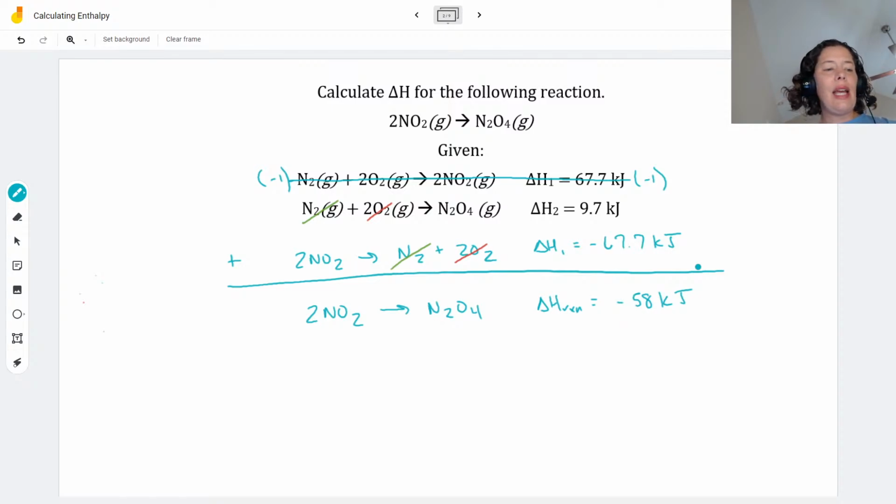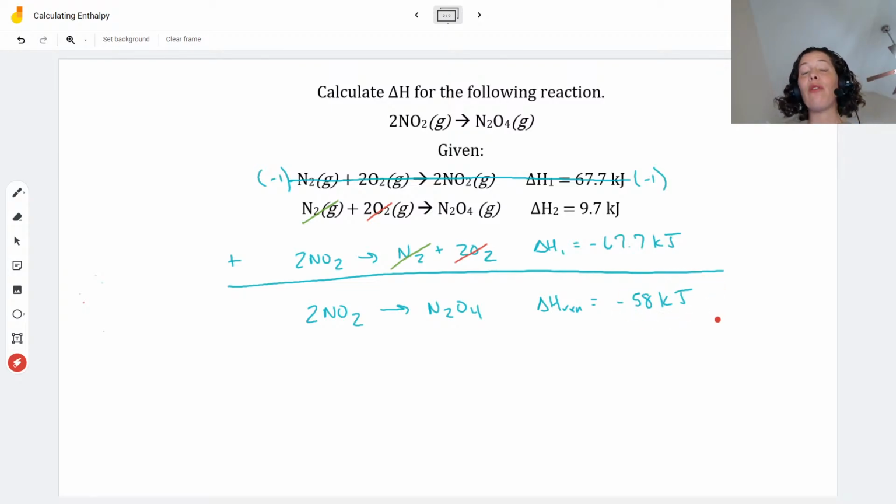So let's say that you had flipped this reaction instead. Your nitrogen and your 2 oxygens would have added out completely fine. You would have been given the reverse reaction here, and you would have gotten a positive answer. So all you would have needed to do at that point, in a 2-step process, is flip your final reaction, which would have changed the sign of your delta H, and you still get to the same point. You still get a delta H of negative 58 kilojoules.